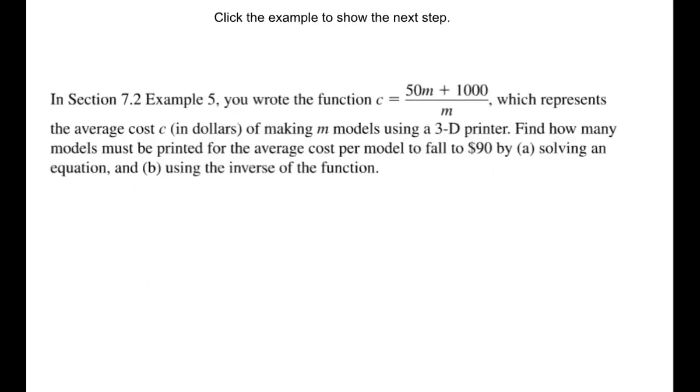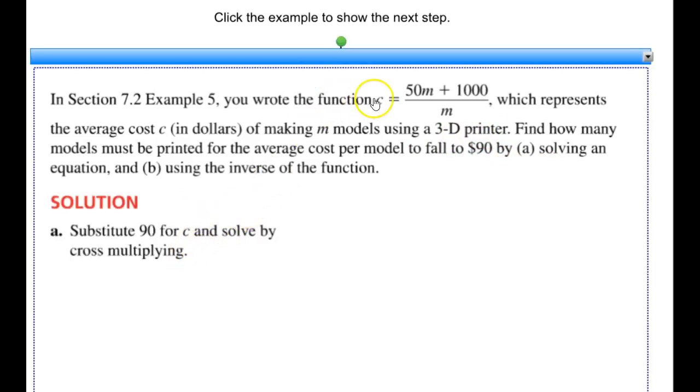So here let's look at one more example. Back in 7.2 we wrote this function c equals 50m plus 1,000 divided by m, which represents the average cost in dollars of making models using a 3D printer. So I want to find out how many models must be printed for the average cost to fall to $90 by first solving the equation, then using the inverse of the function. So the first thing I want to do is I want my average cost to be 90.